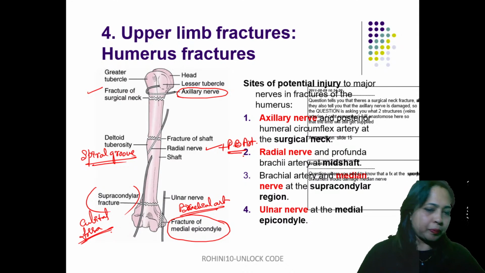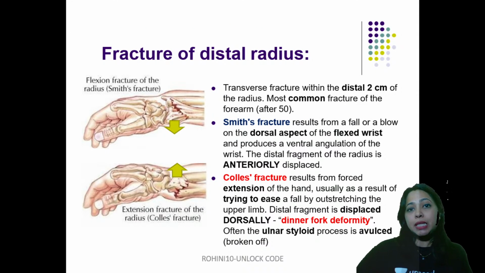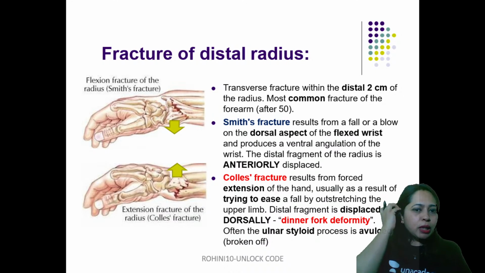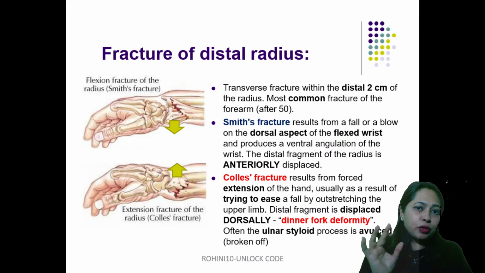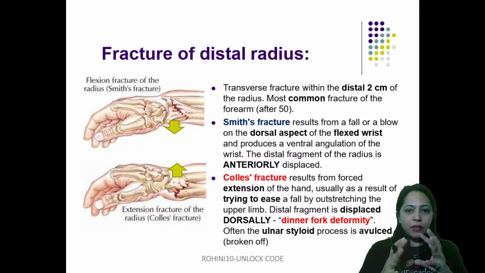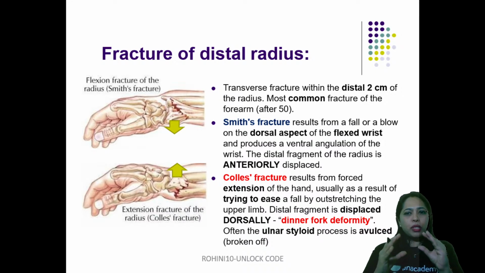Next one, fracture of the distal end of the radius. Here you know that it is the most common fracture of the forearm. So it is again a transverse fracture. You can see within just 2 centimeters of the radius, distal 2 centimeters of the radius. So flexion of the fracture of radius.